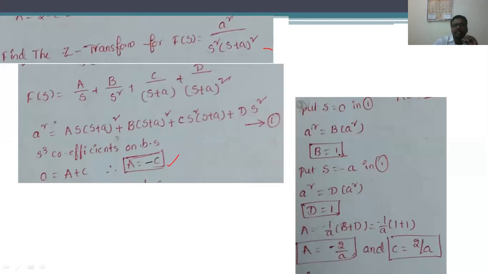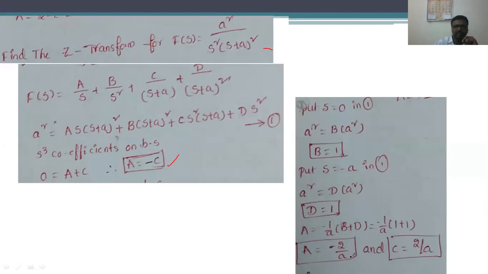We are going to get the value of B is equal to 1, and after that, just substitute the value of s is equal to minus a in the basic equation. We are going to get the value of D is equal to 1. After that, just compare the values, that is, A is equal to minus 1 by a into (1 by a) plus 1 by a. We are going to get A is equal to minus 2 by a^2.